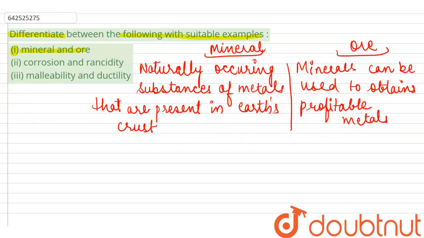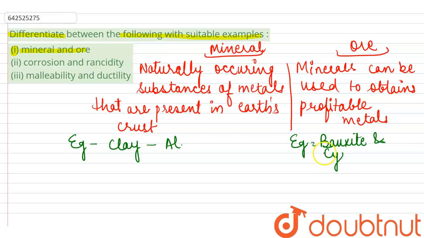Now if we talk about the examples of mineral and ore, the example of mineral is clay. Clay is the natural mineral of aluminium. Now if we talk about ore, bauxite and cryolite are the ores of aluminium. So clay is the mineral of aluminium, whereas bauxite and cryolite are the ores of aluminium.